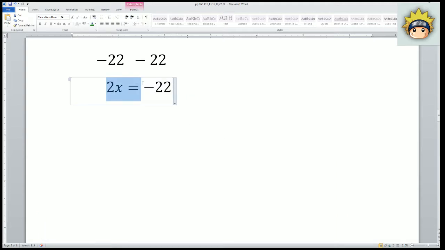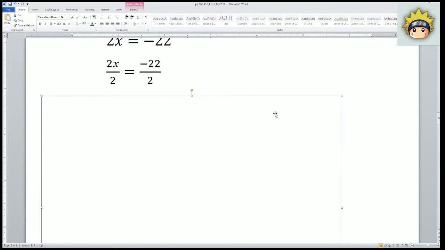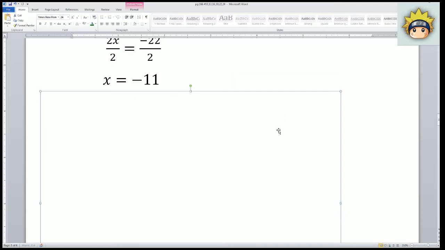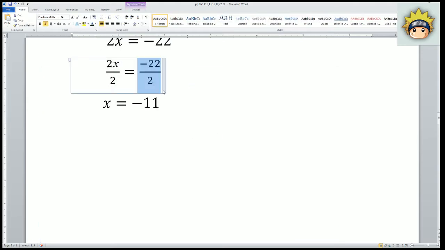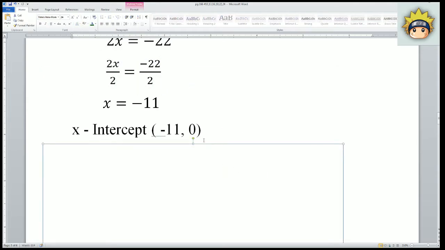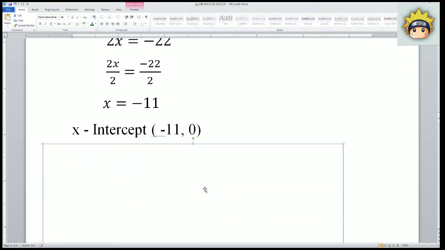x is still not alone, right? It's 2 times x, so what's the inverse of multiplication? It is division, divide by 2. Then x equals negative 11, because negative 22 divided by 2 is negative 11. You could even plug this in a calculator. So all we have here is x equals negative 11.